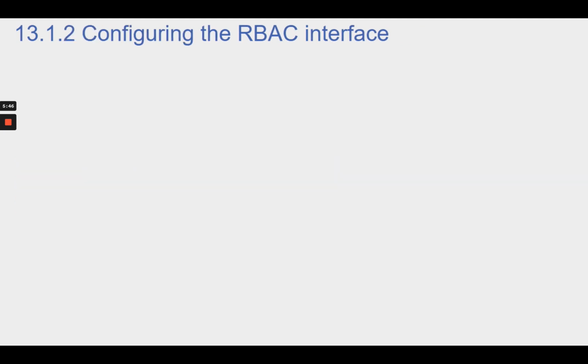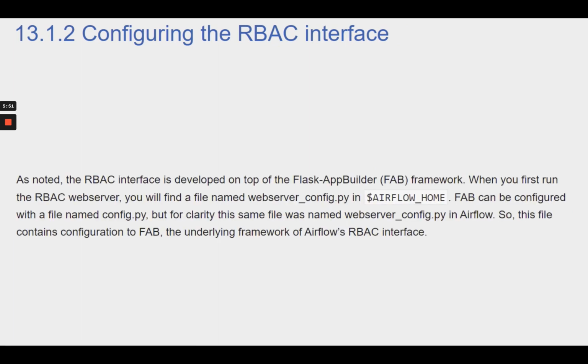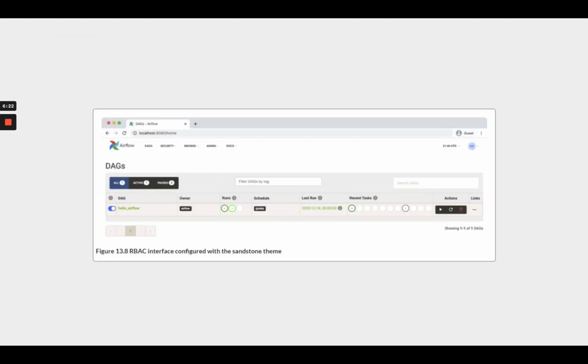Section 13.1.2, Configuring the RBAC interface. As noted, the RBAC interface is developed on top of the Flask App Builder (FAB) framework. When you first run the RBAC web server, you will find a file named webserver_config.py in $AIRFLOW_HOME. FAB can be configured with a file named config.py, but for clarity, this same file was named webserver_config.py in Airflow. So, this file contains configuration to FAB, the underlying framework of Airflow's RBAC interface.